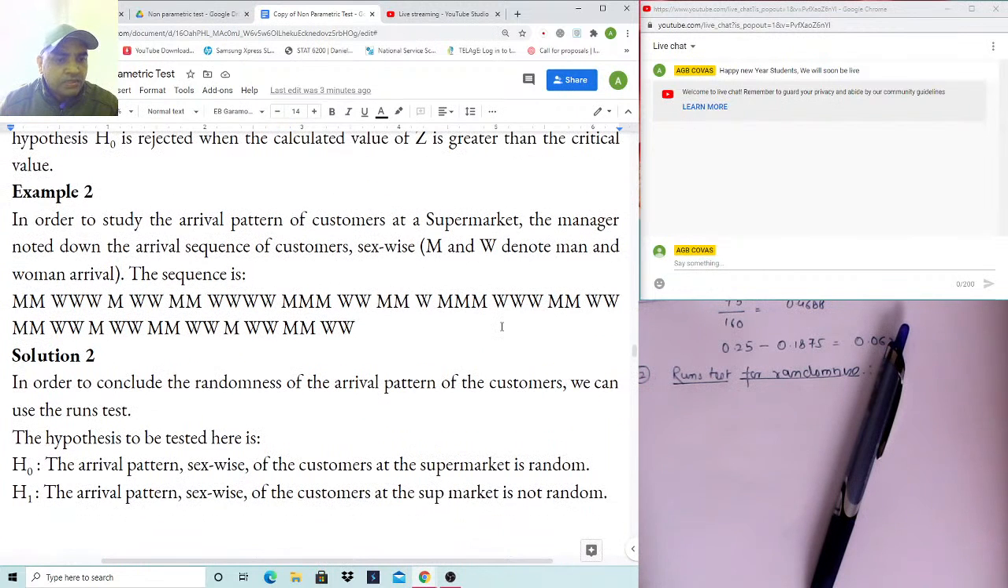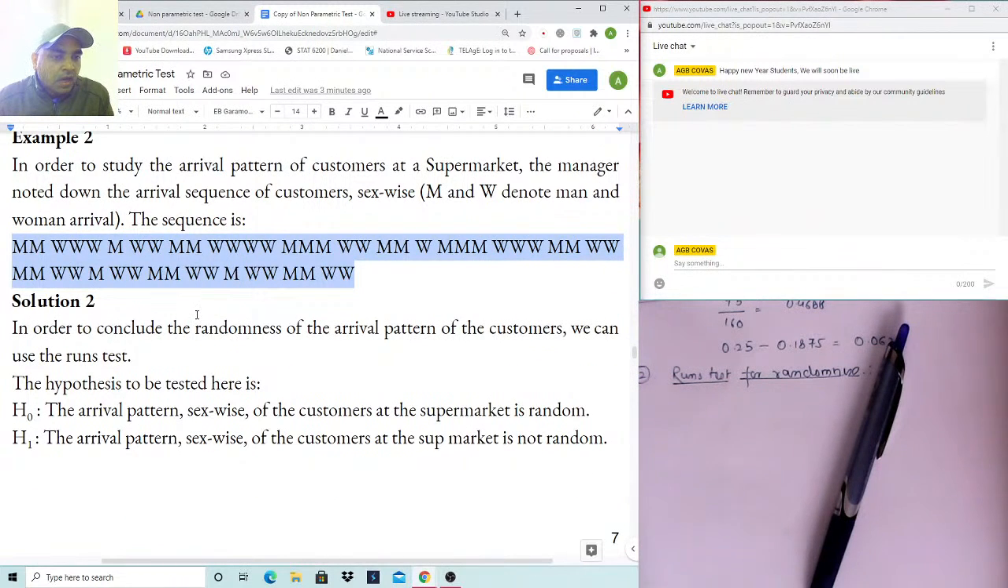So in order to study the arrival pattern of customers at a supermarket, the manager noted down the arrival sequence of customers sex-wise, male and female, right? And the sequence is like this. Okay, now I have already divided them in the form of runs.